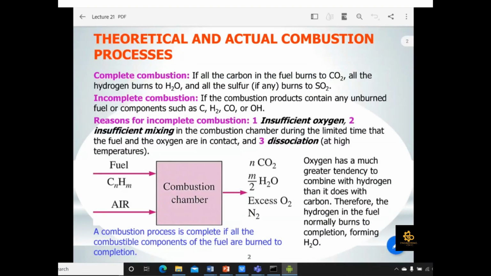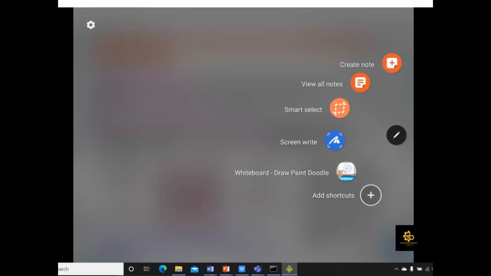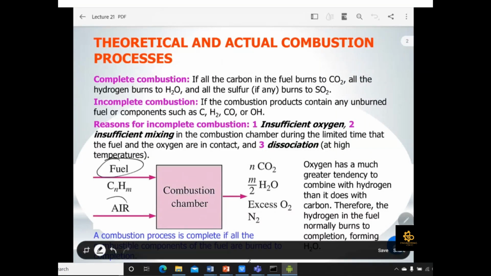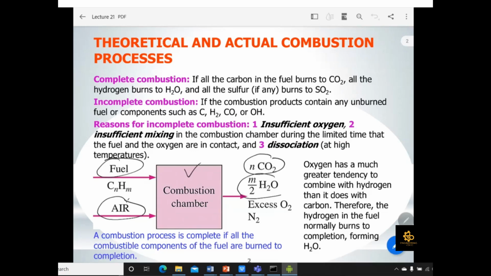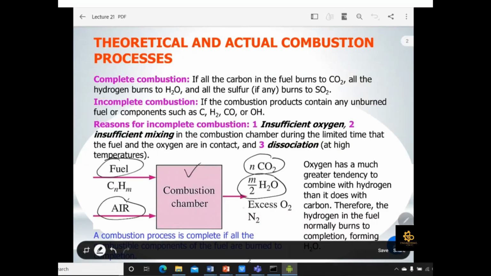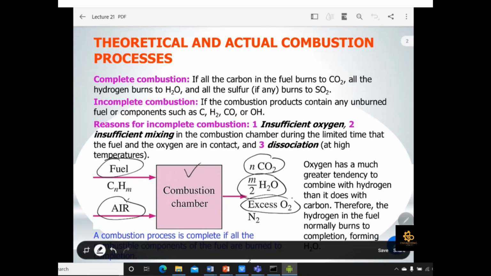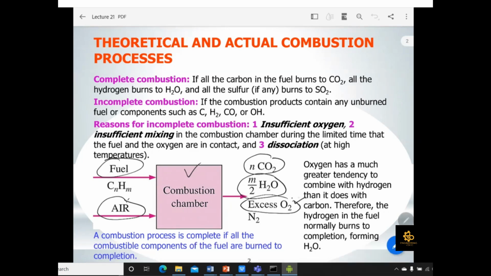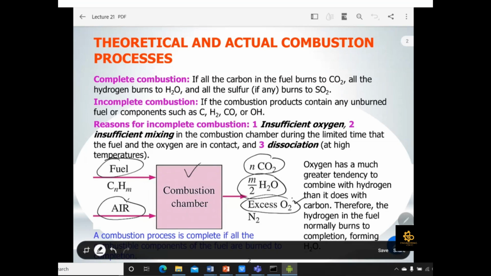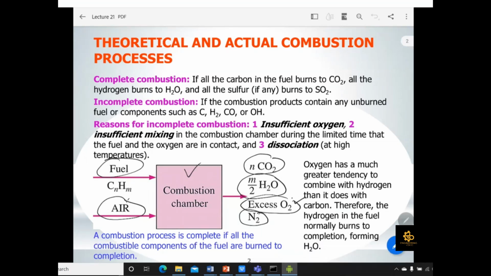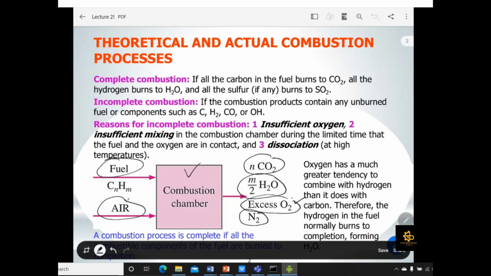Now, for example, if we have the fuel, we have the air, and there is a combustion chamber, and we have produced n CO2 and m by 2 H2O. This is just a balanced equation. Then there is an excess O2. For example, if the question mentions that you are supplying some amount of air, and that air is excess air, you will get some excess O2 represented on the product side, and similarly the nitrogen. We will see how to deal with excess air problems also in this lecture.